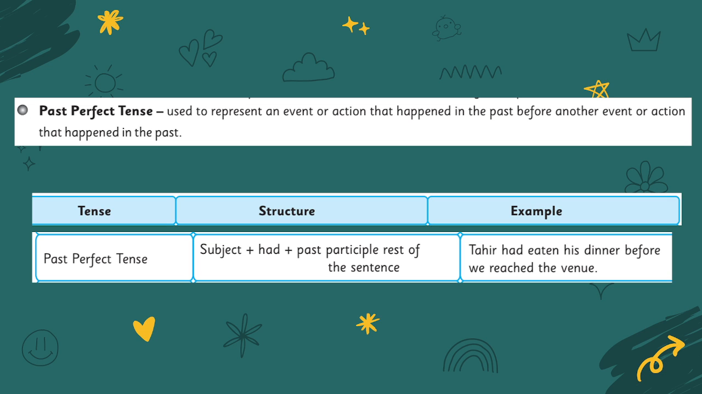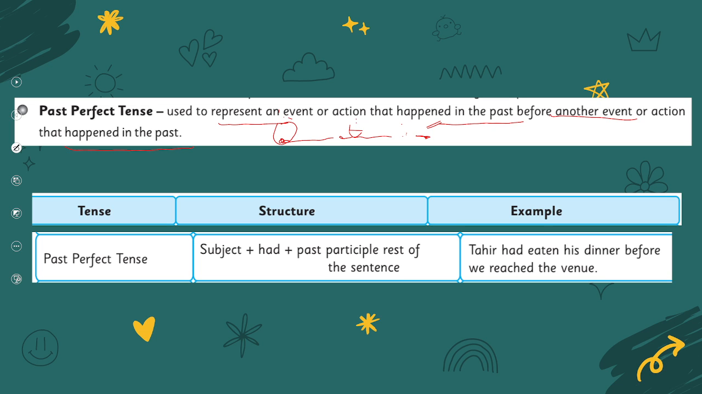Let's see what the past perfect tense is and what its structure is. We use the past perfect tense to represent an event or action that happened in the past before another event or action that happened in the past. So here we are in the present, and we have two actions that happened in the past. How do we tell that one happened before the other? We will use our past perfect tense.